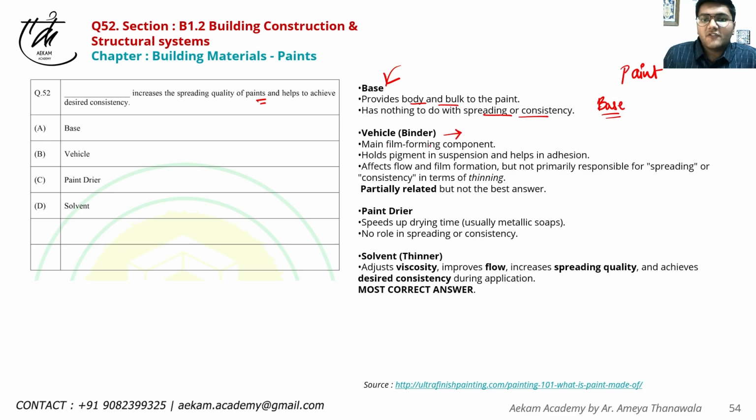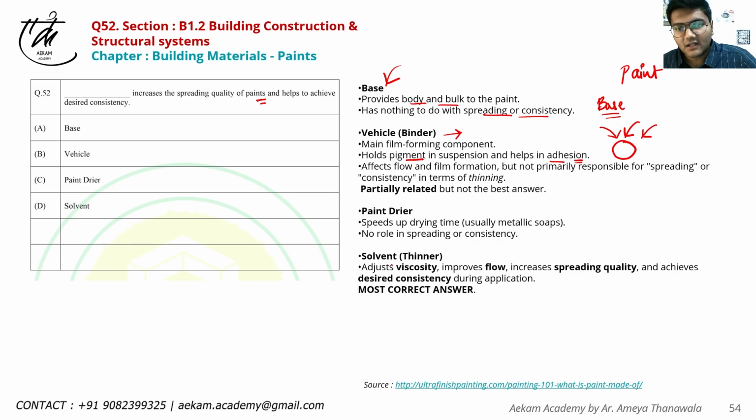So this is the film forming component which holds the pigment. Pigment is something that gives color to your paint in suspension and helps in adhesion. Adhesion is extremely important because we have different components, different elements, different mixtures coming together. So there has to be some adhesion. There has to be coherence in the paint. So binder has the role of doing it. Paint dryer speeds up drying time. So again, nothing to do with spreading or consistency.